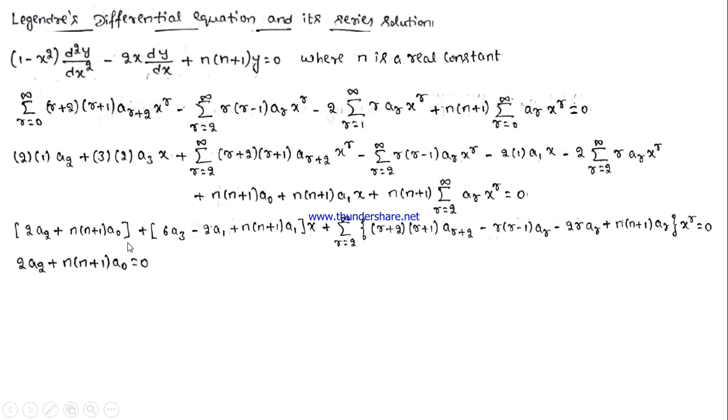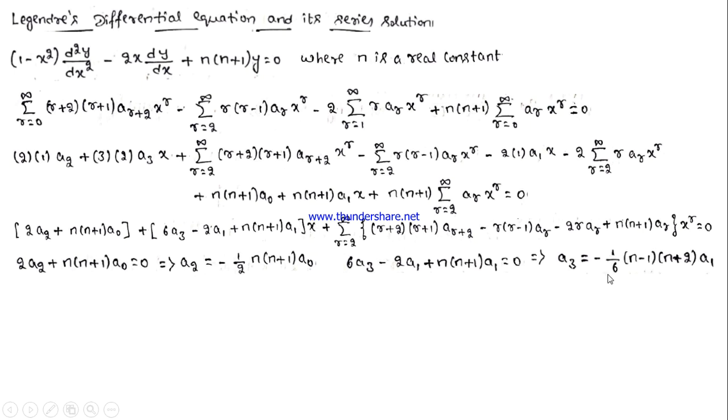So by equating the coefficient of x power 0 to 0 in this case, we get 2a2 plus n into n plus 1 a0 equal to 0. That gives a2 equal to minus n into n plus 1 a0 divided by 2. Now by equating the coefficient of x to 0, we get 6a3 minus 2a1 plus n into n plus 1 a1 equated to 0. Take this expression to the right hand side, take a1 common and simplify this expression to have a3 equal to minus 1 by 6 n minus 1 into n plus 2 a1. What you are supposed to do is take a1 common and just factorize the expression. That will give n minus 1 into n plus 2 a1.